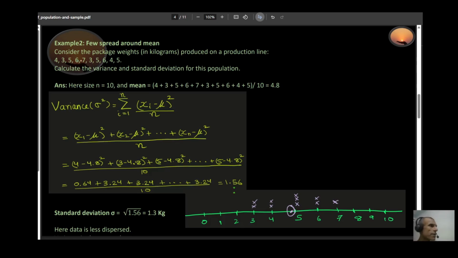Now let's consider this example. Consider the package weight in kilograms produced on a production line. So these are my numbers, these are the weights of the packages. Calculate the variance and the standard deviation for this population.